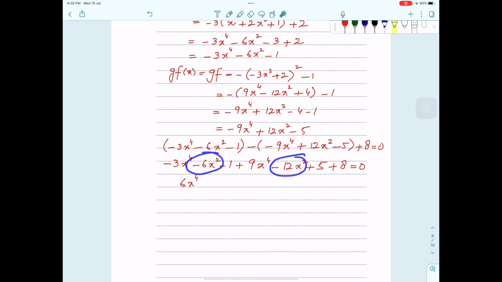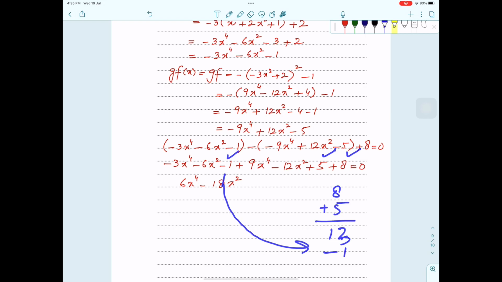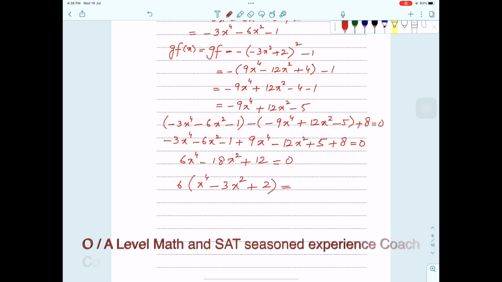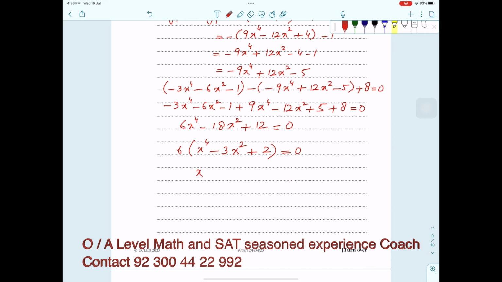And the rest will be minus 18x squared, because minus 6x squared minus 12x squared will give you minus 18. So 8 plus 5 is 13. And you have minus 1. So it is 13 minus 1, which is 12. So I'm going to write plus 12 at the end. And this whole thing equal to 0. Now you can take 6 common, but it's your choice. You can use the middle term split method, or you can take 6 common. So when you divide both sides by 6, you will get x power 4 minus 2x squared plus 2.